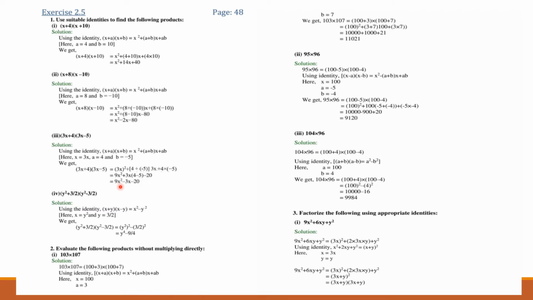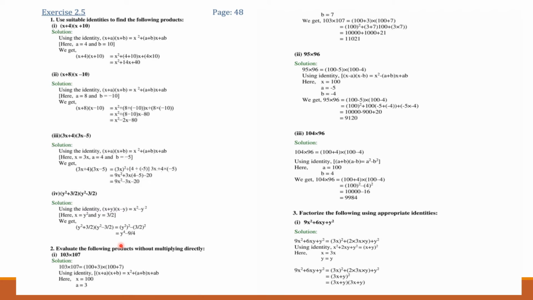Now see the fourth part of the question. It is a plus b and a minus b, so we know it is a square minus b square. We put the values and find our answer. All these questions are similar to the questions we solved in our previous class, class 8th.